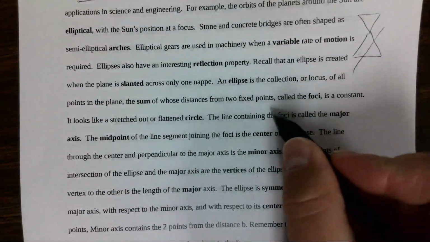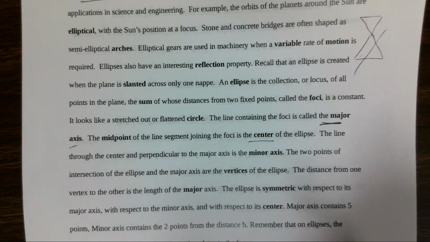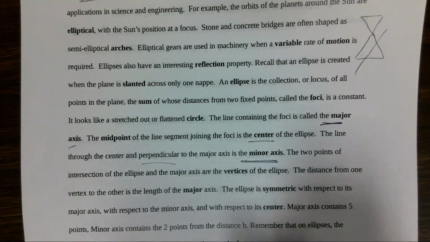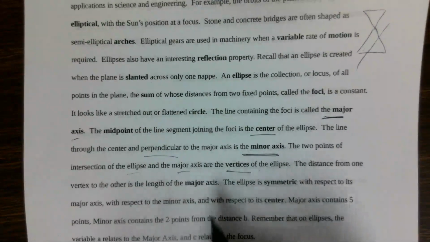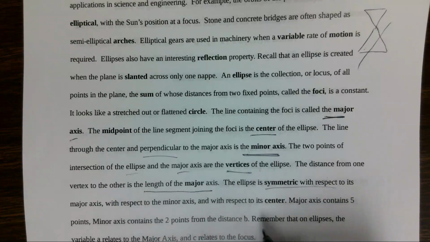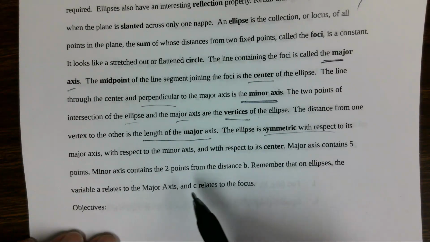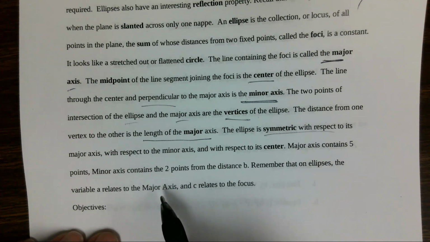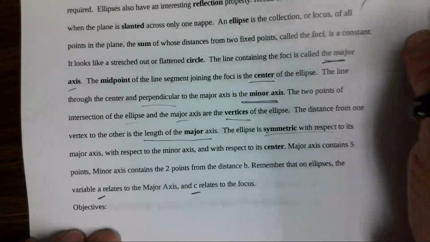The line containing the foci is called the major axis. The midpoint is the center of the ellipse, just like there was a center of the circle. The one perpendicular is called the minor axis, and the intersection between the ellipse and the major axis are called the vertices. The distance from one vertex to the other is called the length of the major axis, and the ellipse is symmetric with respect to the major axis, the minor axis, and the center. The major axis contains 2 points or ordered pairs. The minor contains 2 from the distance b. Remember that on ellipses, the variable a relates to the major axis and c relates to the focus. So a is for the major axis and c for the focus.